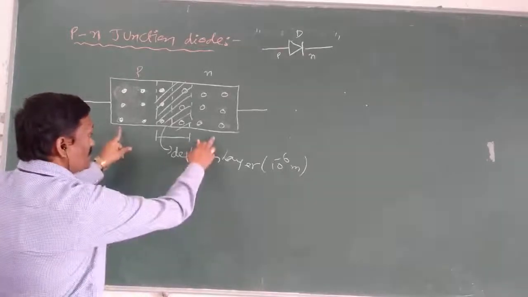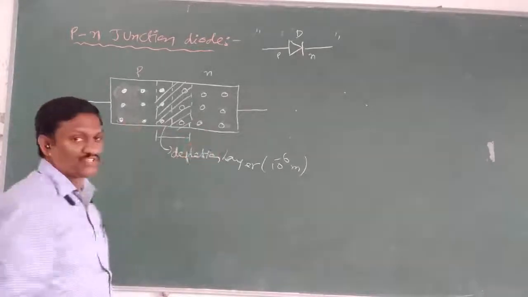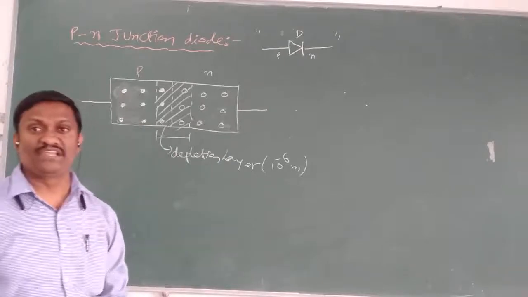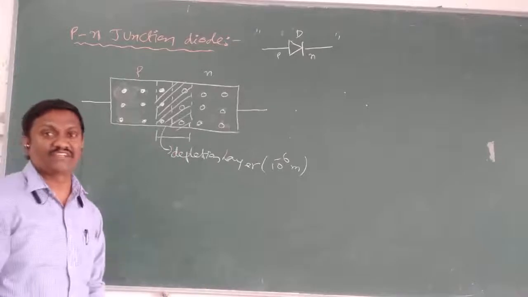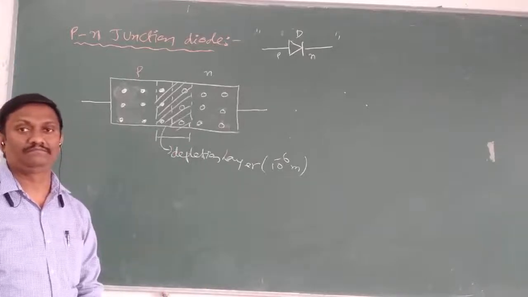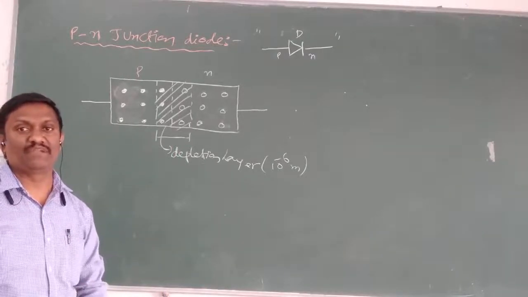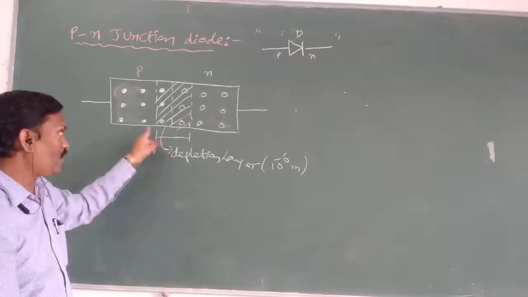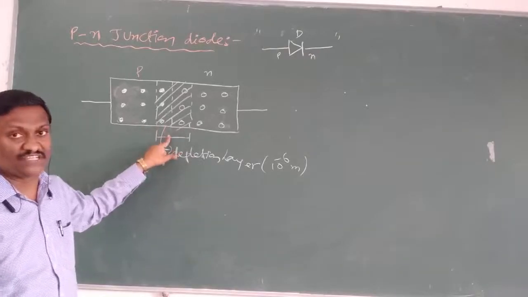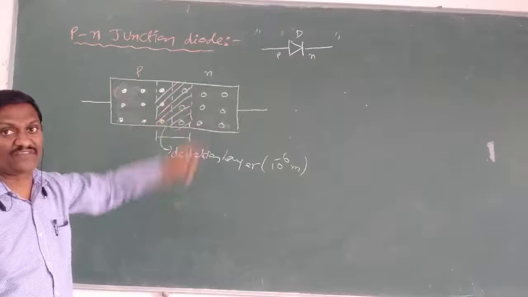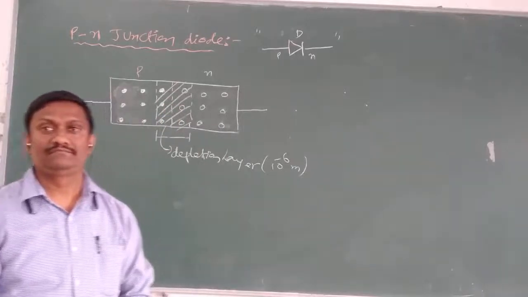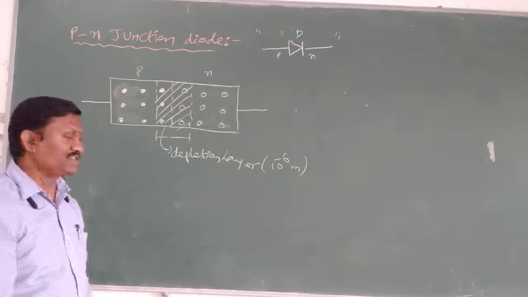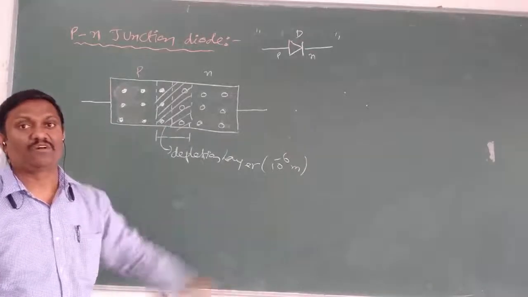Even between opposite charge carriers some attraction force is there, but this depletion layer stops further movement of charge carriers. That kind of layer is called a depletion layer. So totally, what is meant by depletion layer? Depletion layer means a narrow region which forms on either side of the junction, which stops the further movement of charge carriers from one region to another region. So that kind of narrow layer is called a depletion layer. Its width is 10 power minus 6 meters.